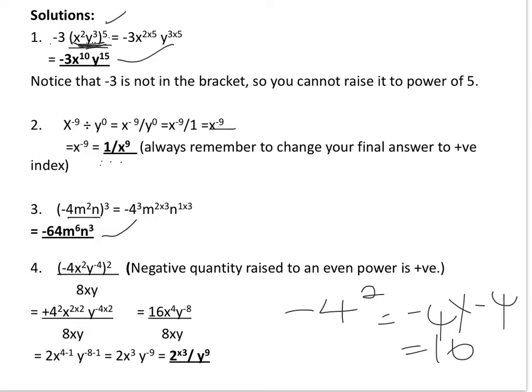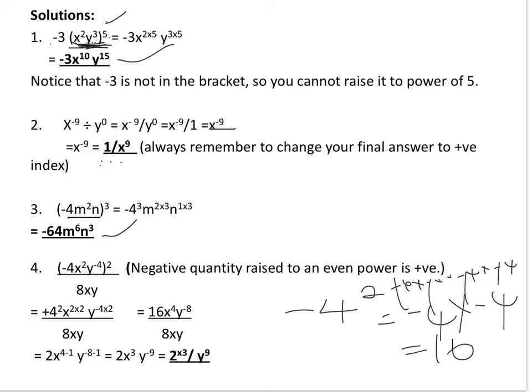Minus 4 raised to power 4 will be equal to minus 4 times minus 4 times minus 4 times minus 4. And at the end of the day, you find out that the negative signs will cancel out to become plus. And that is what they mean by any negative quantity raised to an even number power is positive.